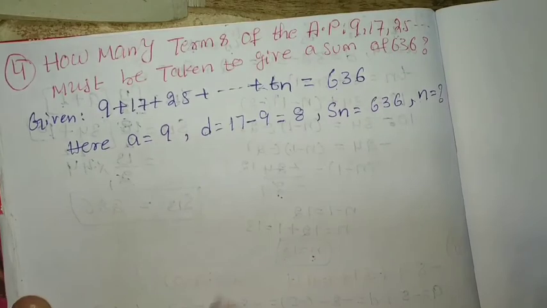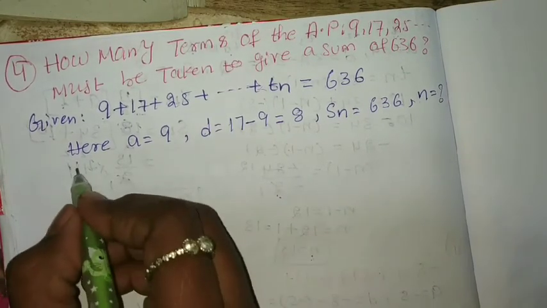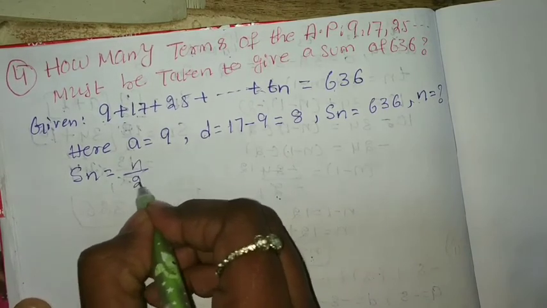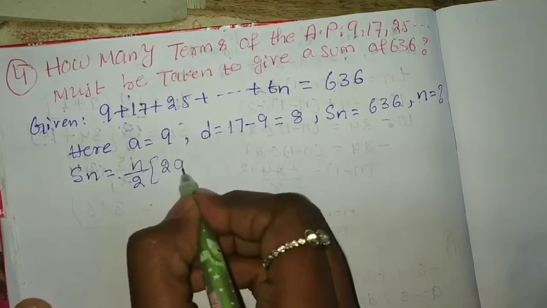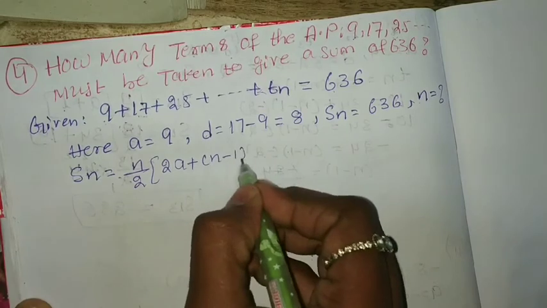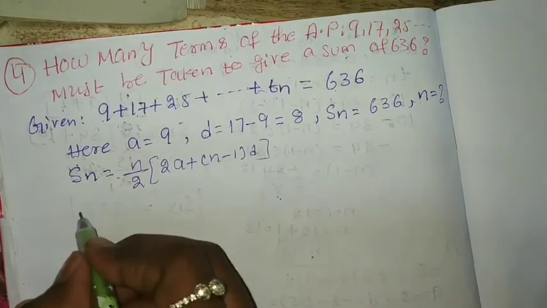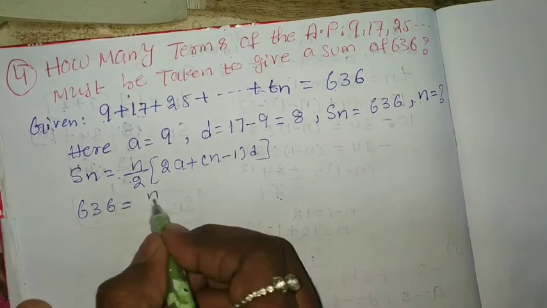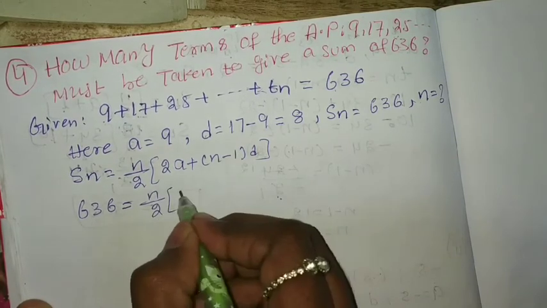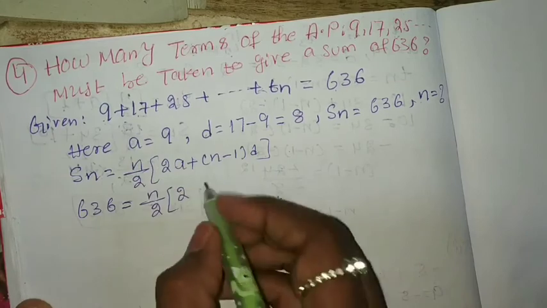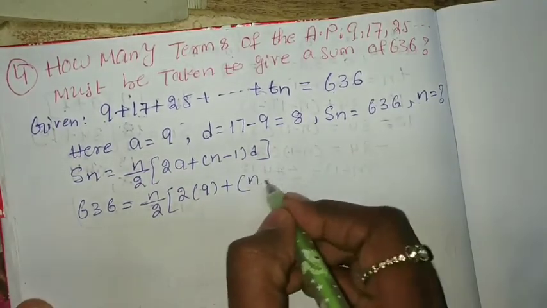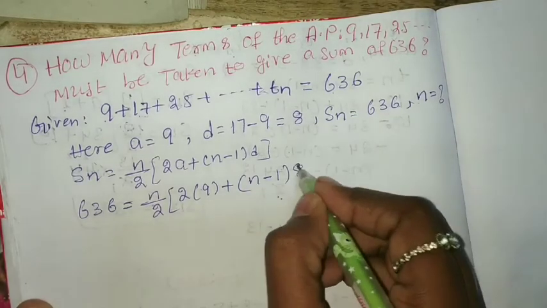So what is the formula of Sn, that means the sum of n terms? Sn = n/2 into (2a plus (n minus 1) into d). Sn is 636, equal to n, which we need to find, by 2 into, what is a? a is 9, plus (n, we need to find, minus 1) into d, which is 8.